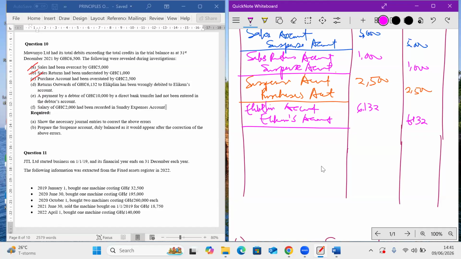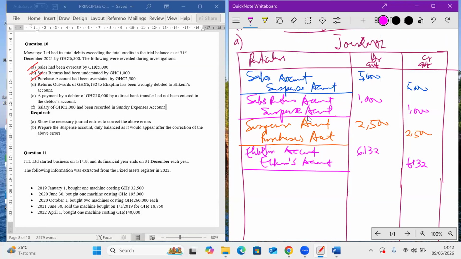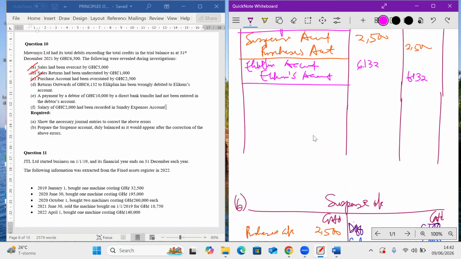So we only use the general journal to record the entries of the correction. The general journal is just to record the entries of the correction, right? So whether you use the suspense to correct or you don't, you record everything in the journal. Okay, so that's it. Are you okay?